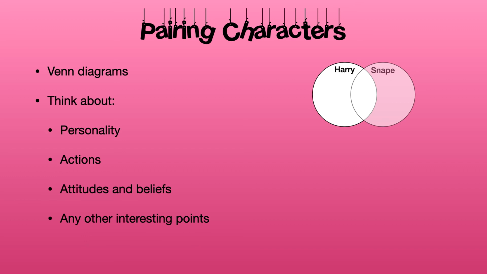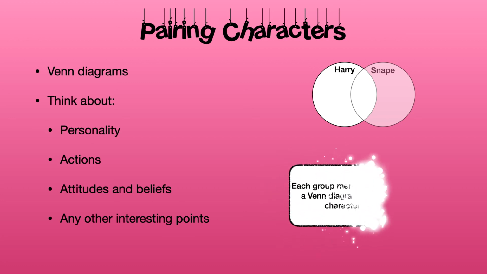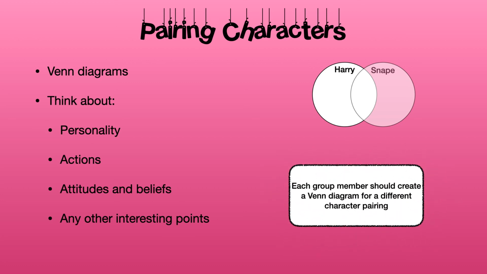So you have Venn diagram templates set up in your OneNote already, and I want you to pick two characters. So you might all have a different pair, and your teacher might give you a different pair to do. And I want you to think about the character's personality, their actions, their attitudes and beliefs, and any other interesting point. So each group member or each half of the pair should have a different character pairing, and your teacher can help you with that. So pause the video, find that sheet, and complete that task. On you go.